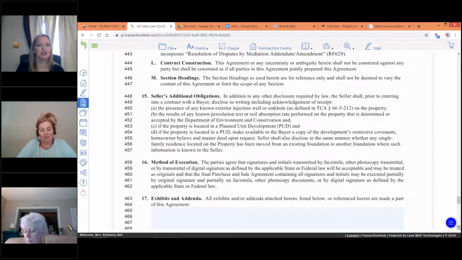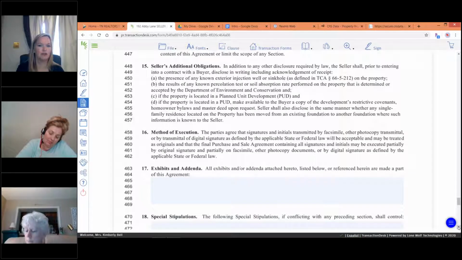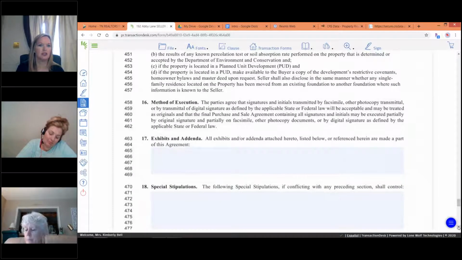These are the seller's additional obligations. They are to disclose in writing any knowledge of injection well, percolator test, if it's in a PUD, and make everything available. Method of execution. Digital signatures are fine. And notification can be by fax. And then you would put exhibits and addendas. Exhibits and or addendas attached here to, listed below, or referenced herein are made part of this agreement.